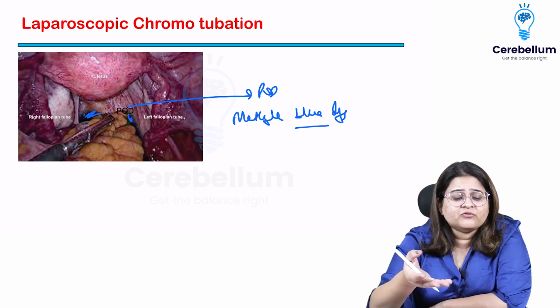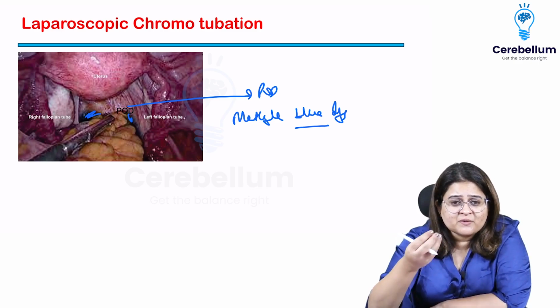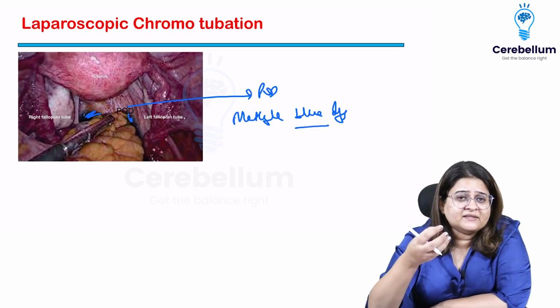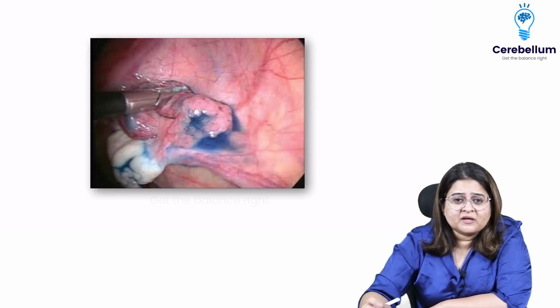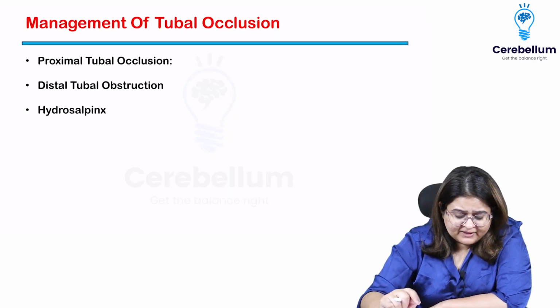This is the best way, of course, to see it. It's also the best way because if there is a problem, you can tackle it then and there itself. So this is how the dye will appear coming out from the fimbrial end.